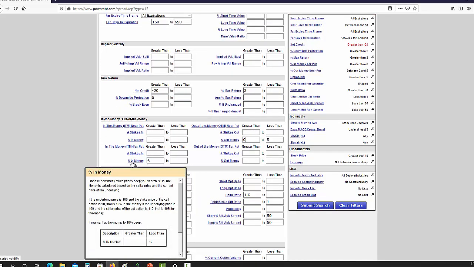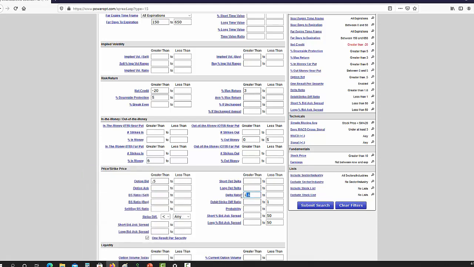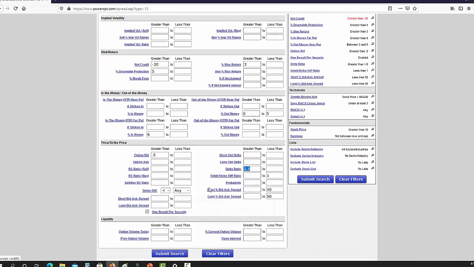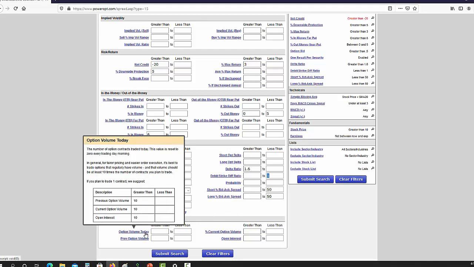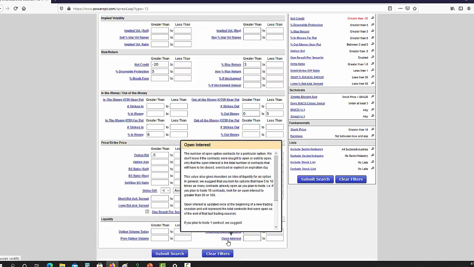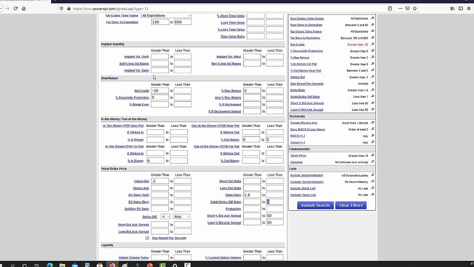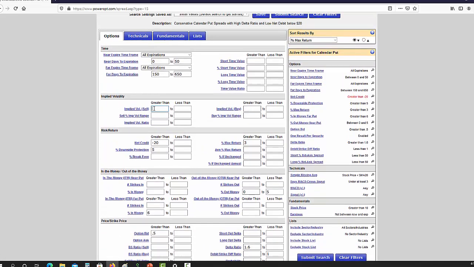And we're going to go in the money at least 5 or 6% as I mentioned, but we're going to keep the delta ratio that we want of at least 1.6 and keep the debit to strike difference ratio of less than 1. Now, if you wanted to look for specific option volume, open interest, or a specific implied volatility for your sell option or your buy option, just make the adjustments as necessary.